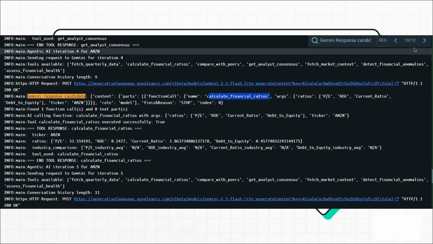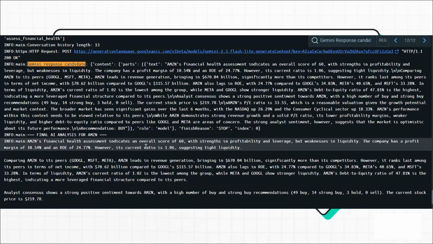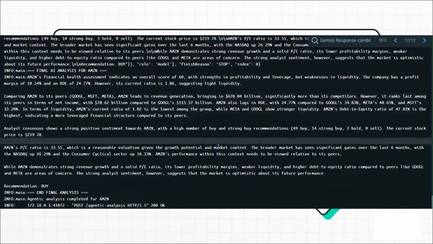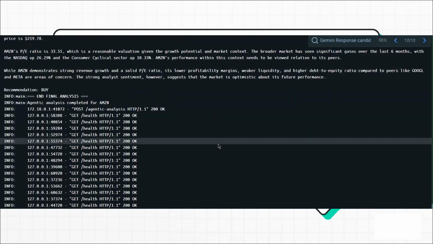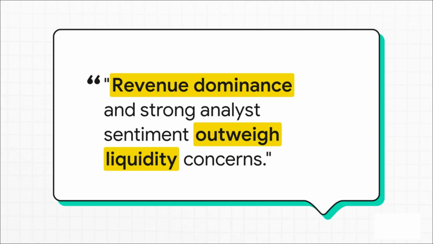And this is the brilliant part. After all that digging, using 5 different specialists from its toolkit, the AI puts all the evidence together. It weighs the good stuff, like the crazy revenue and all that analysts love, against the not-so-good stuff, like the liquidity issues and high debt. You see? It doesn't just throw a bunch of facts at you. It weaves them into a story, a rationale, to get to its final conclusion.